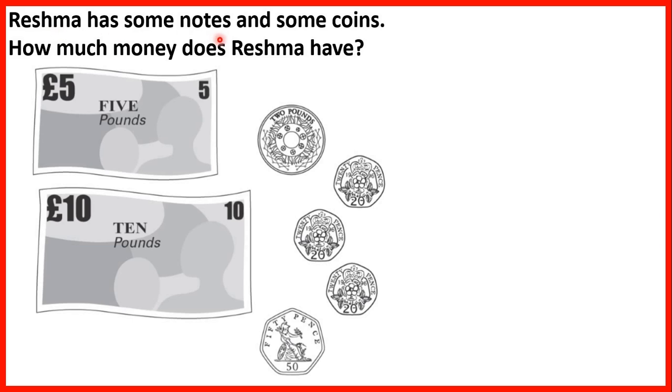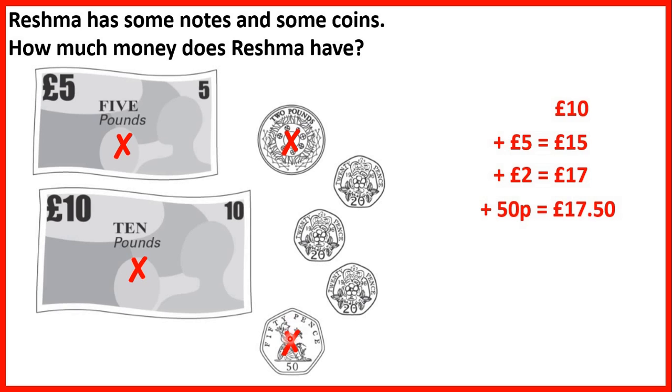Reshma has some notes and some coins. How much money does Reshma have? So what we can do here is start with the largest amount of money and cross each coin off as we count it. So £10 plus £5 will take us to £15. Another £2 makes £17. Then another 50 pence makes £17.50.